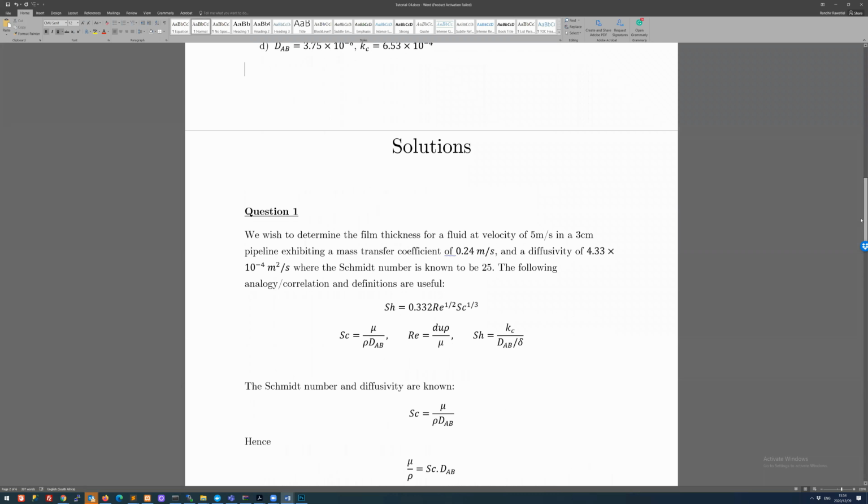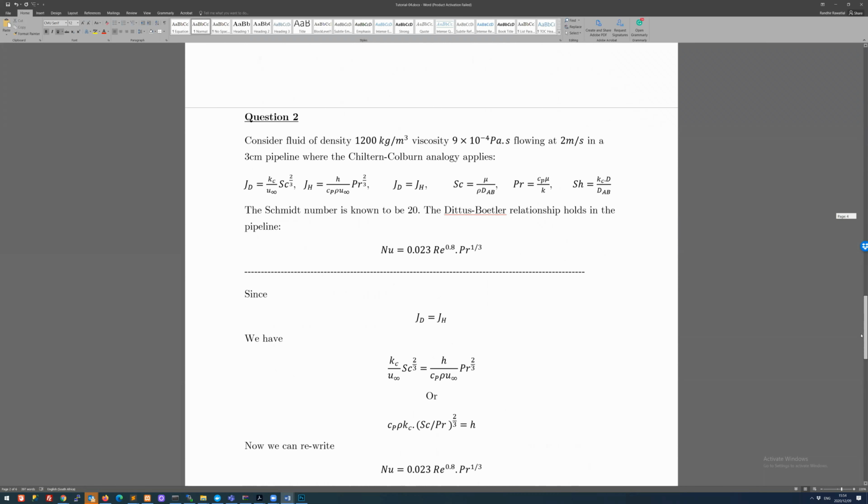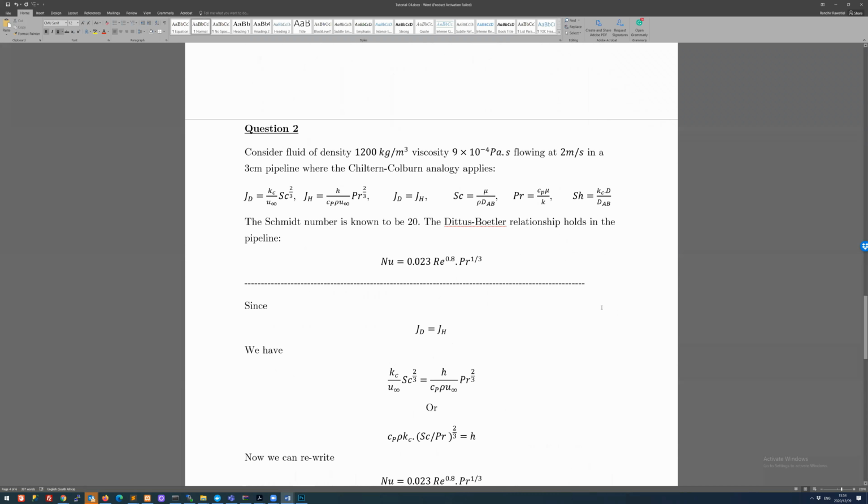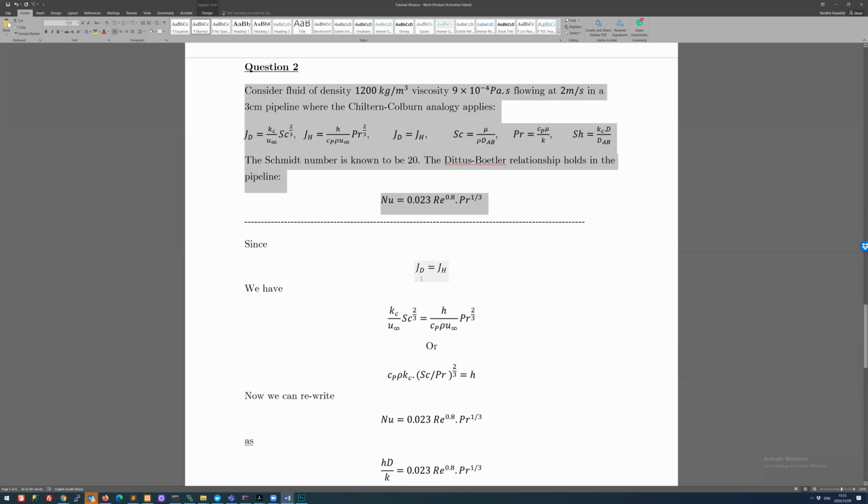Okay, so let's work through the solution there. This is just repeating the problem and re-showing the relationships given. Now because JD equals JH, you can just take what JD and JH are and say those are equal. And then just a bit of algebra here, you are just solving for H.